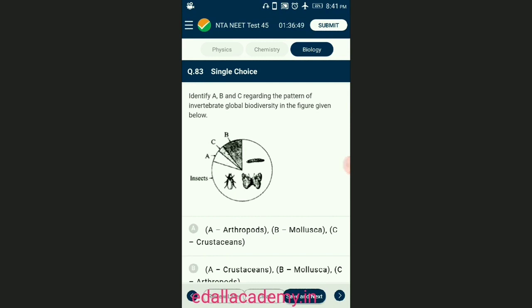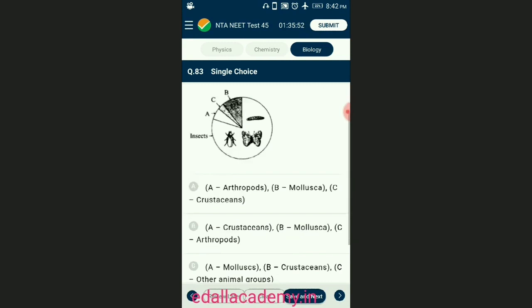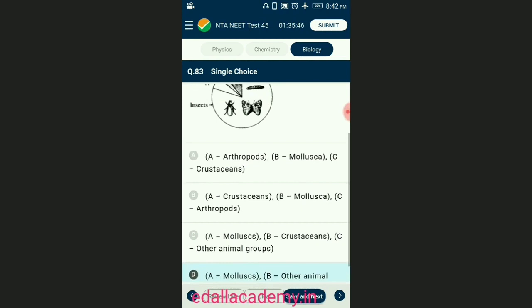Insects followed by mollusks. There are approximately 1 million types of insects, which account for nearly 70% of all invertebrates. Mollusca is also a very diverse group, reaching approximately 70,000 species. Crustaceans are crabs, prawns, etc., present in the sea, freshwater and on land, accounting for nearly 50,000 species. So the answer for this question is option D. In the given diagram, A represents mollusk, B represents other animals, C represents crustaceans.